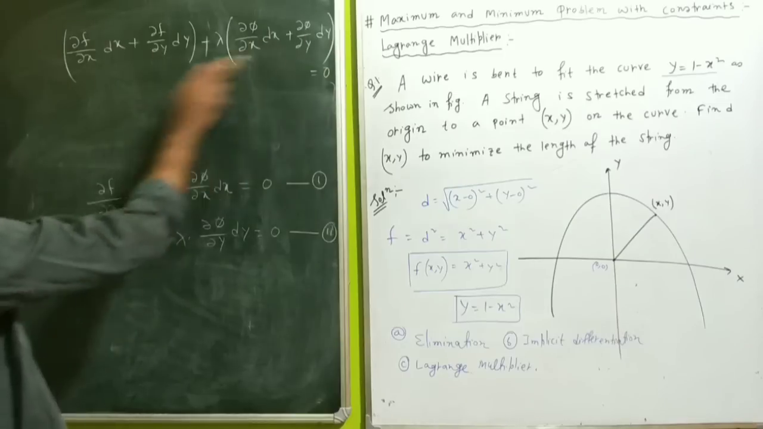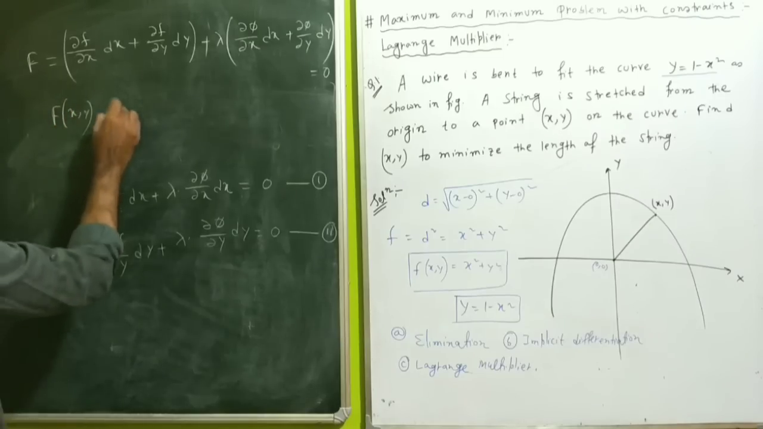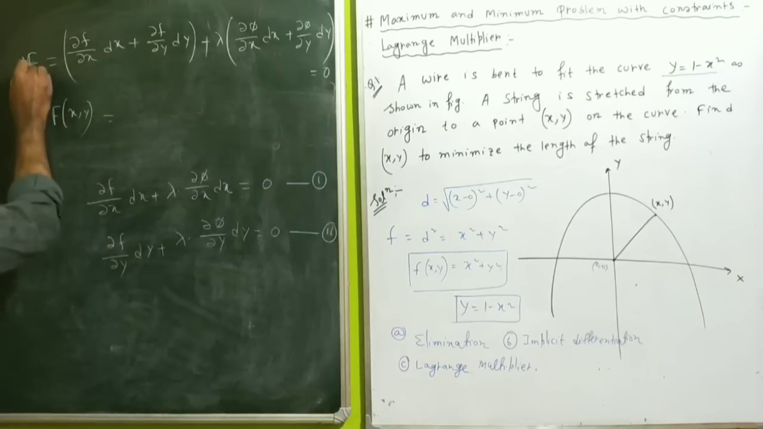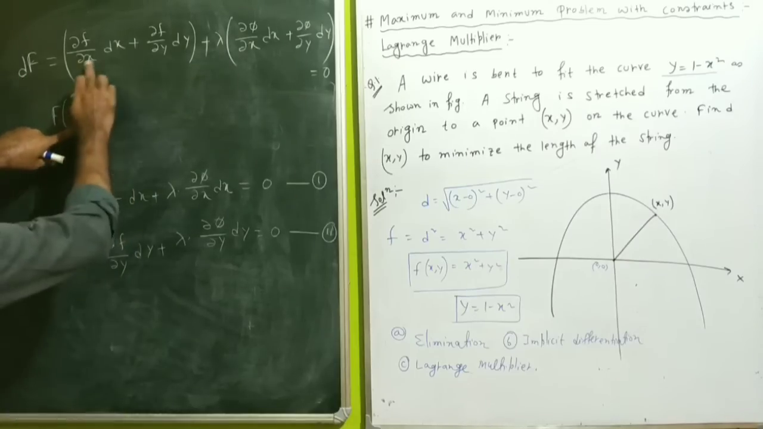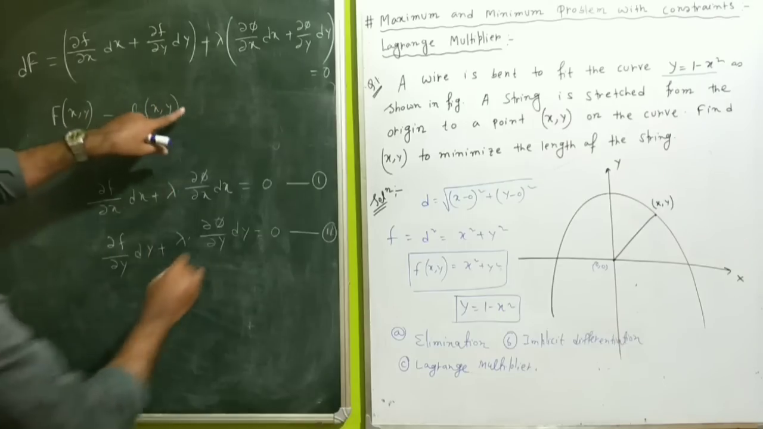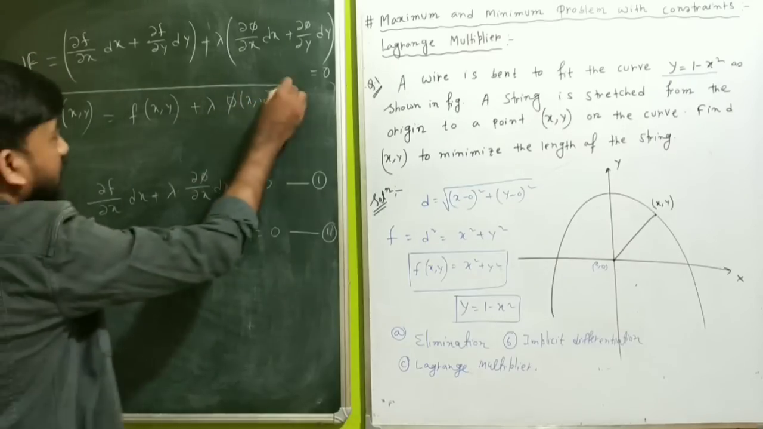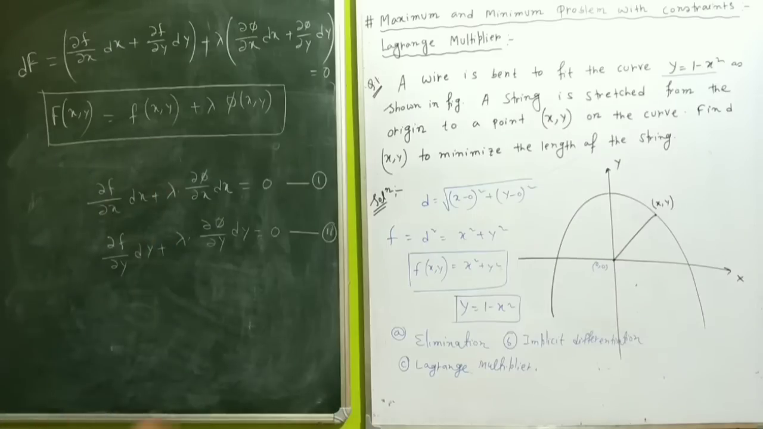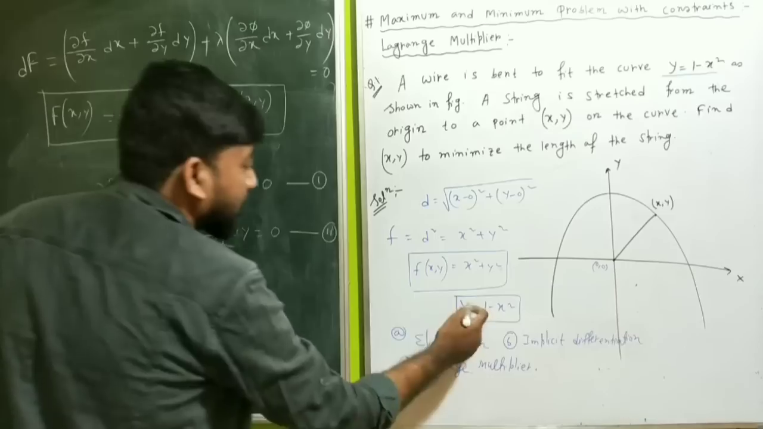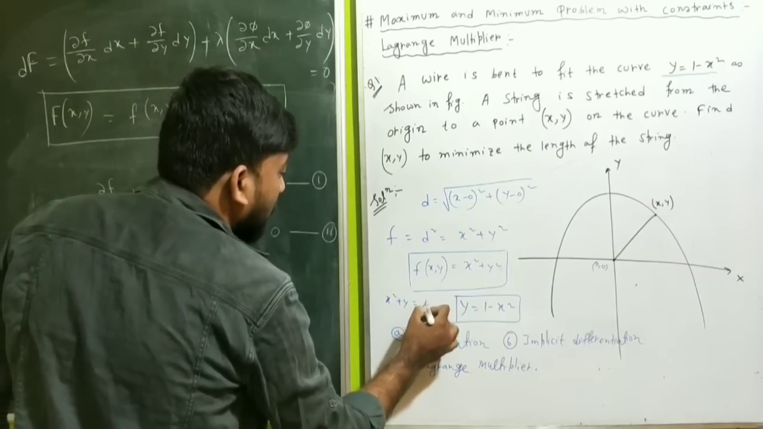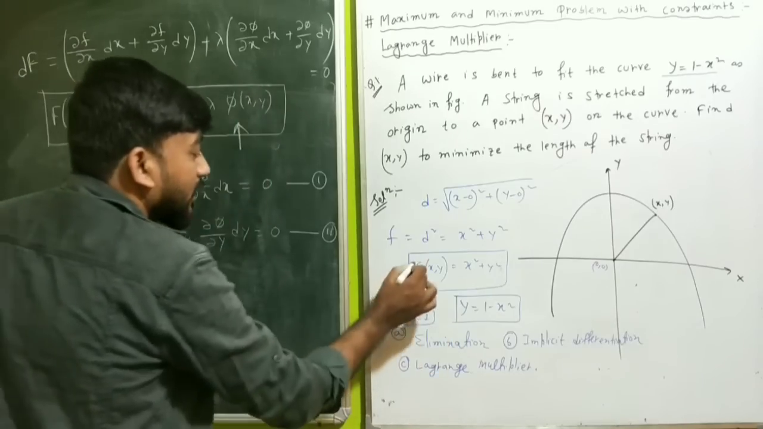If we take this whole function as capital F, then obviously capital F will be a function of x, y. If this is df, and f is a function of x, y, then you can choose f as the function f of x comma y, plus lambda, and this can be chosen as phi of x comma y. For solving the problem, you just have to form this, because you know f and you also know phi. Phi is x square plus y is equal to 1. This is phi of x, y, and you have f of x, y.